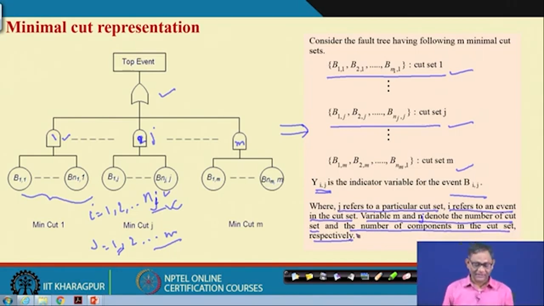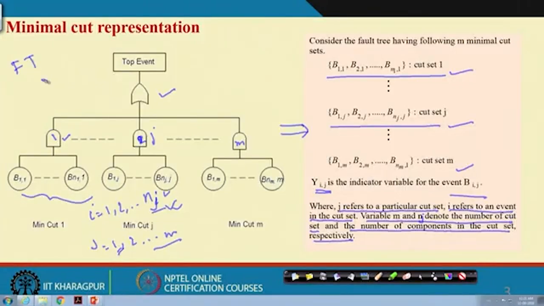Okay, so let me repeat. First, we have a fault tree. From the fault tree, you develop the minimal cut sets. So from the original fault tree to this minimal cut set fault tree, which is an equivalent representation of the original fault tree, a cut set means that if all the elements of that set occur, then the top event occurs. So if there are M cut sets, that means there are M independent ways, and any one of the cut sets leads to the top event occurring at least.